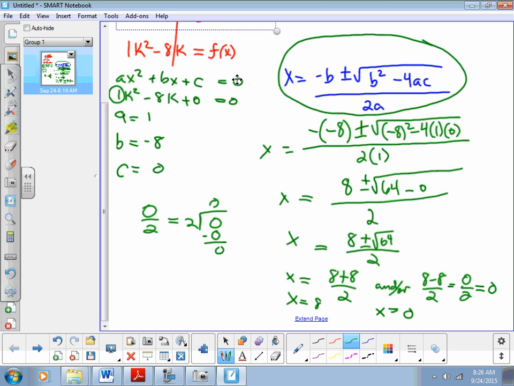But it's the other way around that you'll have trouble. 0 times what will give me 2? Nothing, because anything times 0 is 0. You won't be able to do this division ever. That's no solution. It's undefined. You can't do that problem.